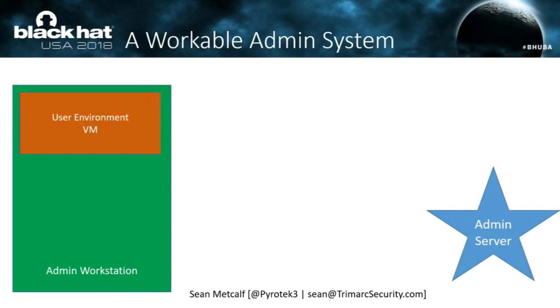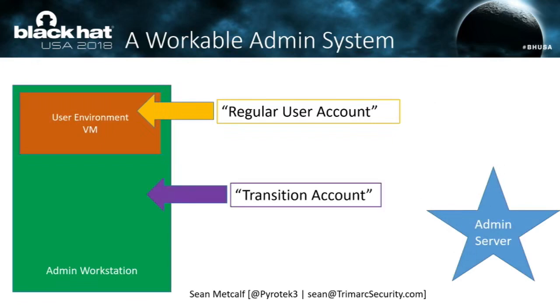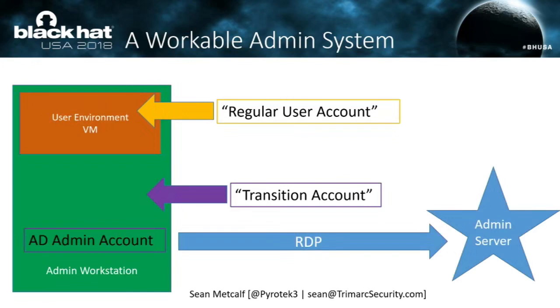So let's see what this looks like. We have our admin workstation with our user VM. We log in as a regular user onto that VM. We use a transition account to log onto that workstation. And then we use our AD admin account via RDP to our admin server. So this way we can isolate those credentials, we can protect them, and since it's our admin workstation, it's not going to have all the standard capability of management and controls and 100 people that have admin rights.